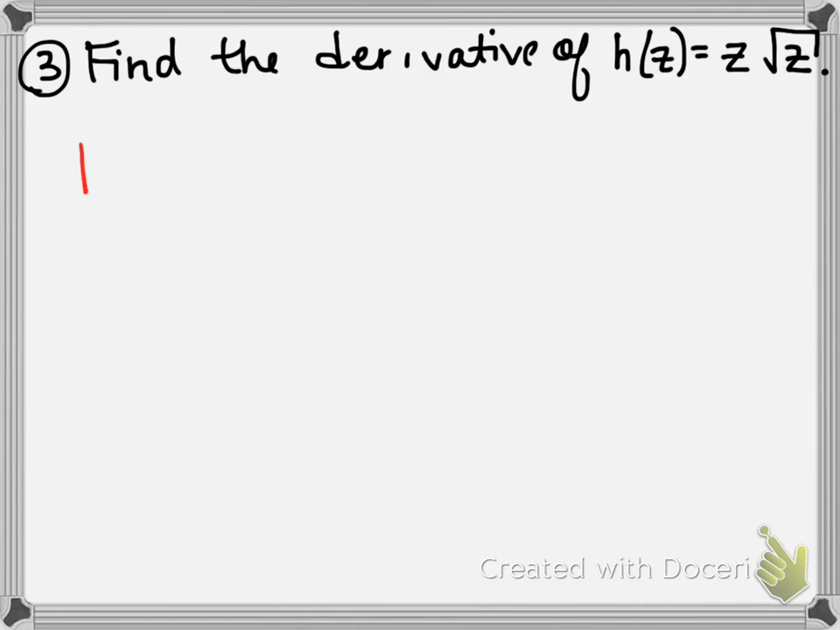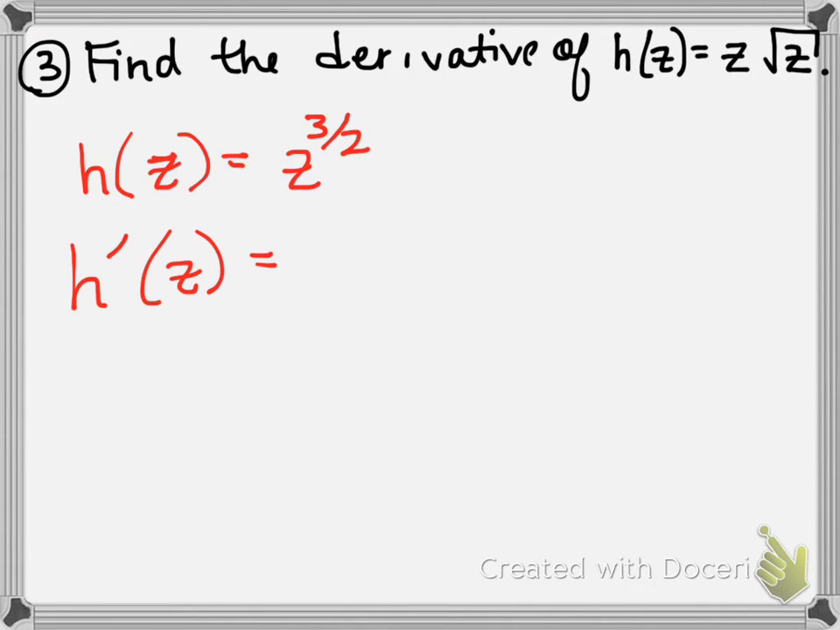Okay. Of course, you might look at this and say, okay, h of z is, well, that's just z to the 3/2. I don't need a product rule. I can just use a power rule. So h prime of z is 3/2 z to the 3/2 minus 1, which is 3/2 z to the 1/2, or in other words, 3/2 times the square root of z.